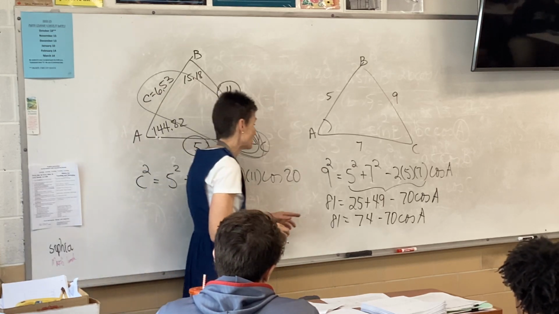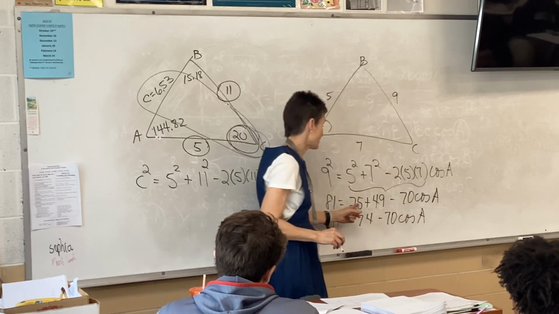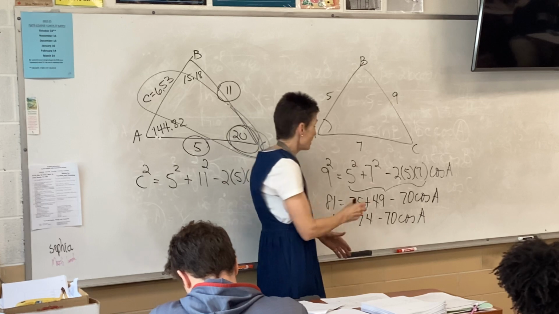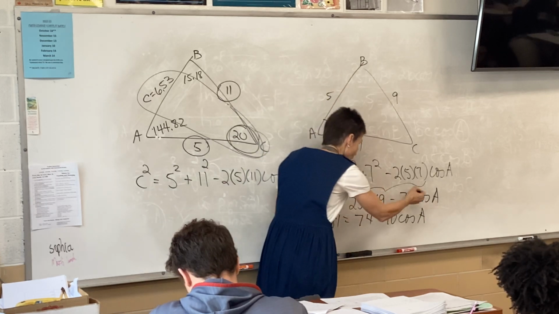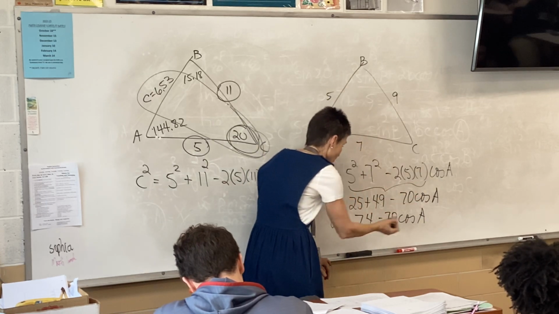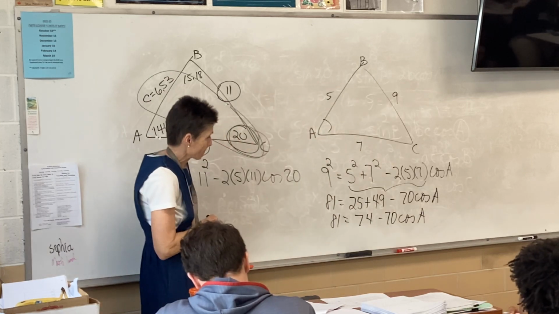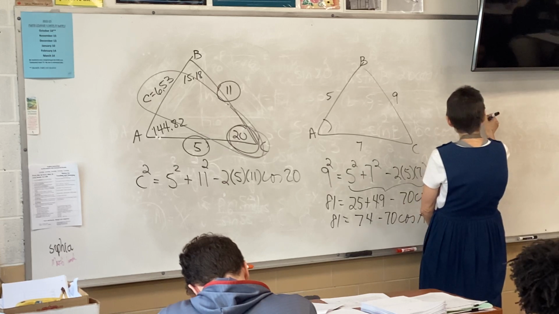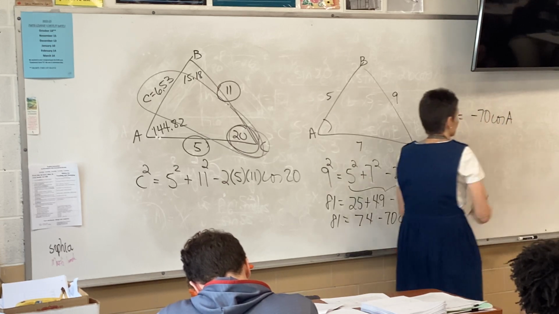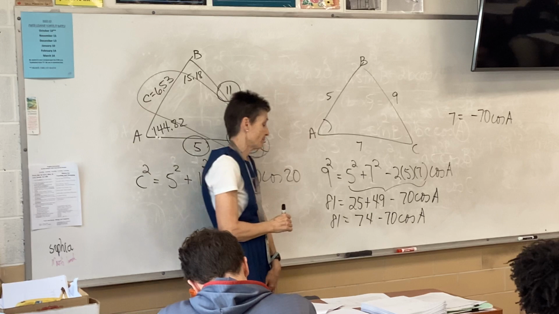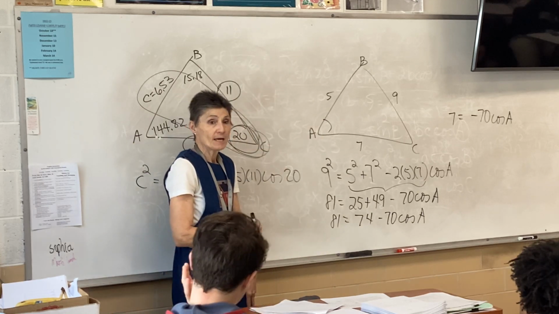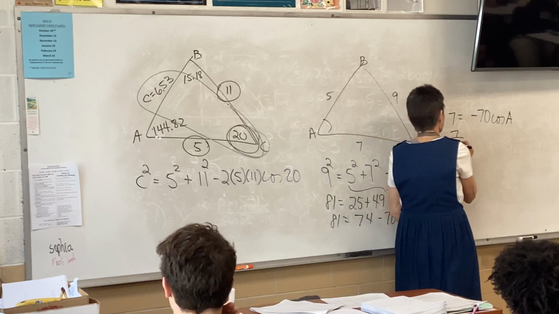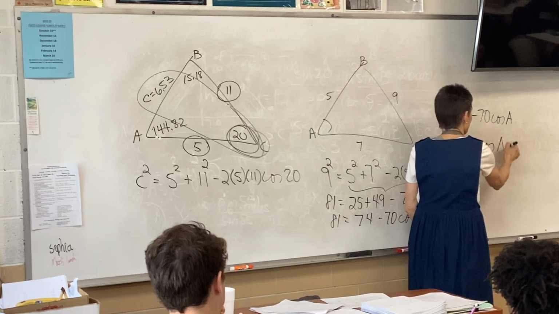Biggest mistake, kids want to type this in and they'll say 4 cosine A. Wrong. These can be added, those can be multiplied, but you can't combine those two. What are you gonna do instead? Subtract 74. So 7 equals negative 70 cosine A. And then divide. So 7 over negative 70 equals cosine A.